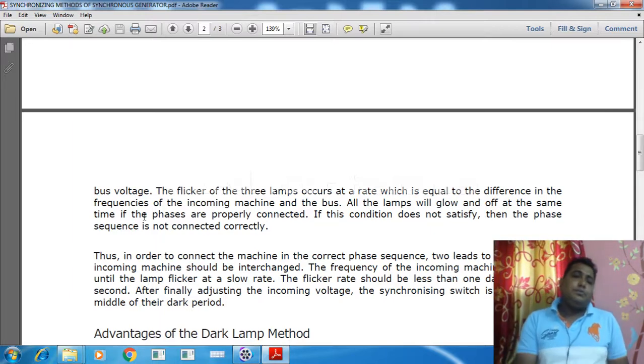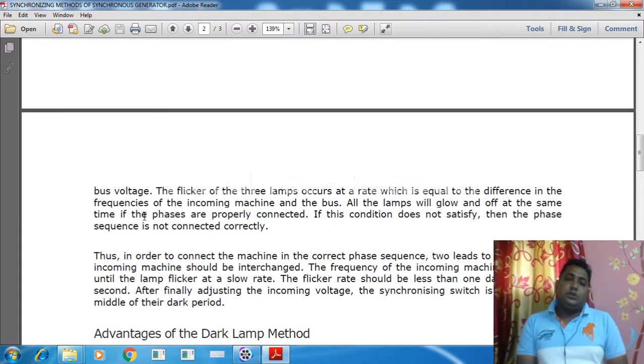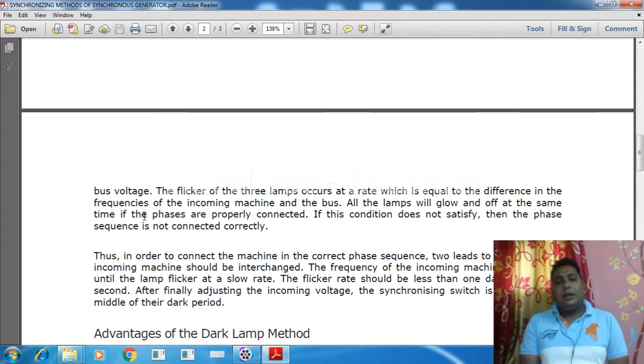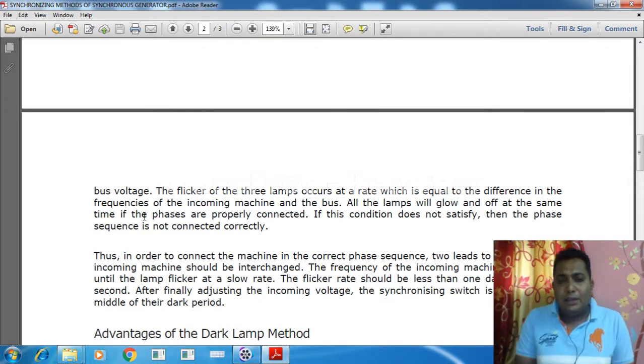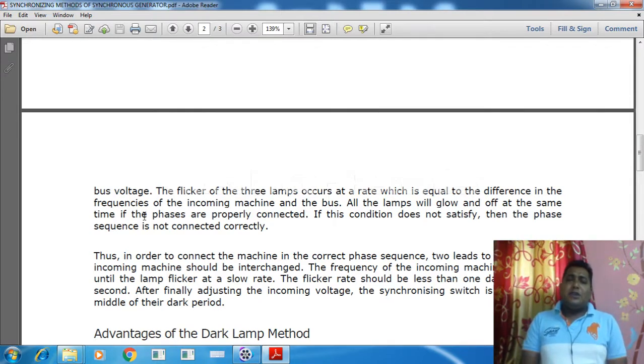Okay, so in order to connect the machine in the correct phase sequence, two of the incoming phase lines should be interchanged. Suppose the glowing and dimming is not happening properly as per the sequence. Then we have to change the connection. That means we have to think that the phase sequence is not correct, so we have to make the change in any two phases.